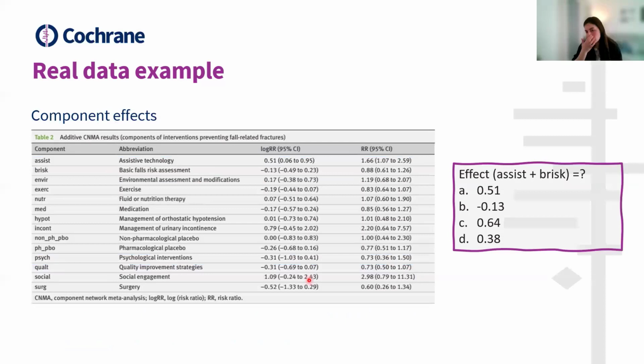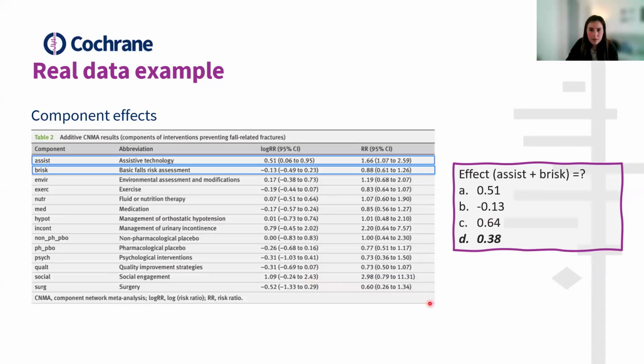So based on this, can you estimate the effects of the assistive technology and basic fall risk assessments? There will be a poll where you can choose the right answer to the question. Okay, so most of you found the right answer. That is D, 0.38. And how we found that is we can find this by summing up the effects of assistive technology and basic fall risk assessment.